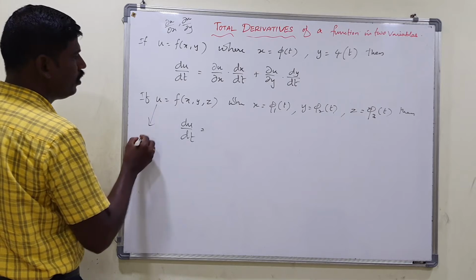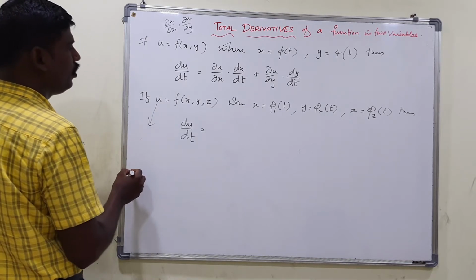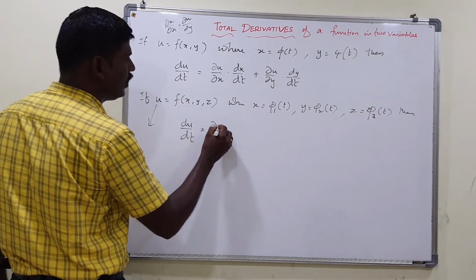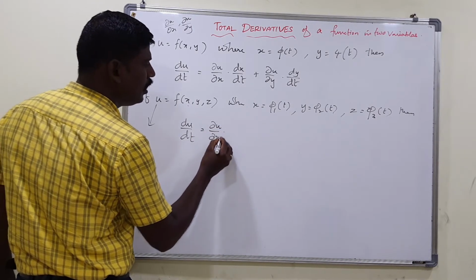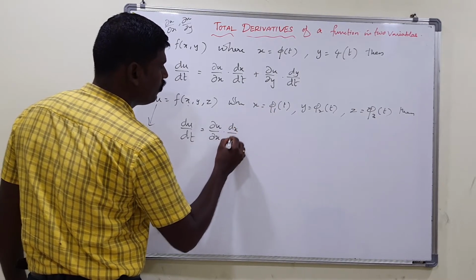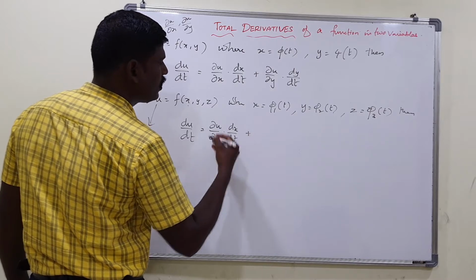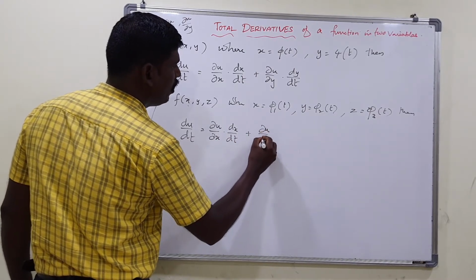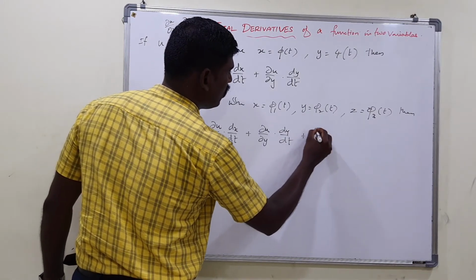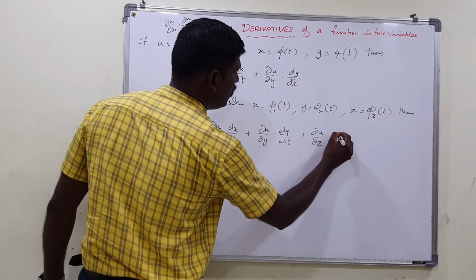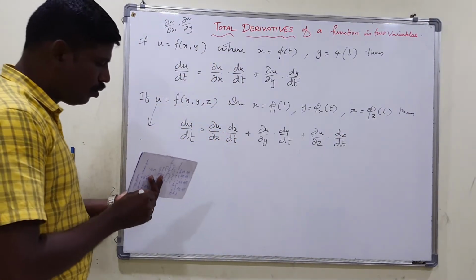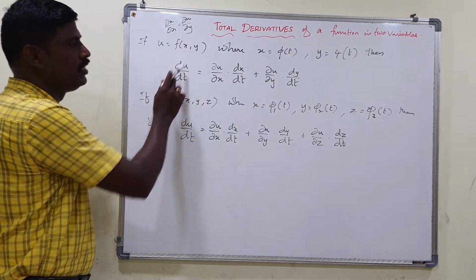Here we can find dou u by dou x, dou u by dou y, dou u by dou z. Why? Because of 3 variables on the right hand side. So based on the 3 variables, I write it as dou u by dou x into, here x is a function of t, so dx by dt, plus, similarly replace x by y, you get dou u by dou y into dy by dt, plus dou u by dou z into dz by dt, right? That's all. So again and again I told you, no need to memorize this formula, right?